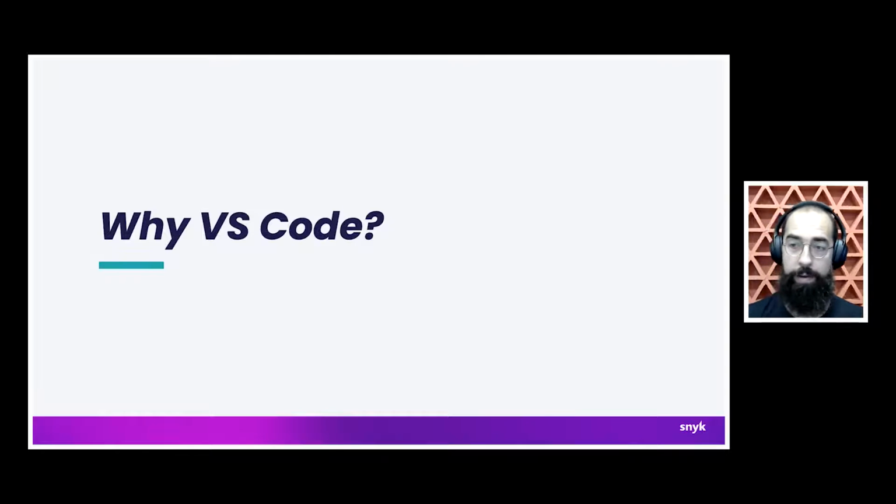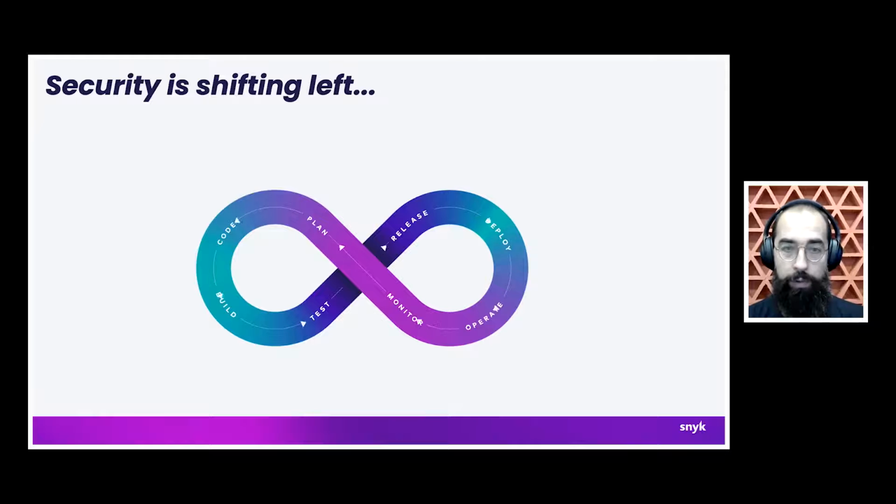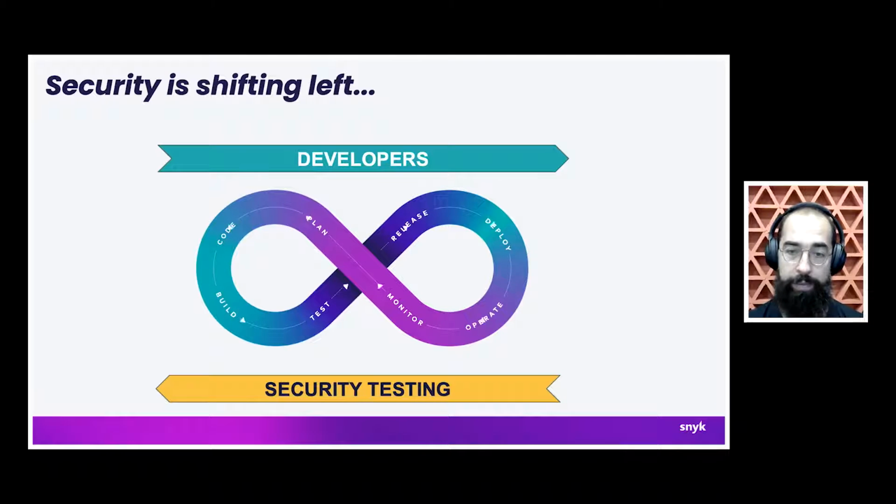Okay, so you must be asking yourselves, why VS Code? But before we can answer that, we need to ask a bit of a different question. Why target developers in the first place? So you've probably all seen this diagram of the SDLC, and by now you know that the developer's responsibilities are shifting right. They're not only writing code, testing and building, they're also releasing, deploying applications and monitoring their performance in real time. On the other hand, security has been shifting left.